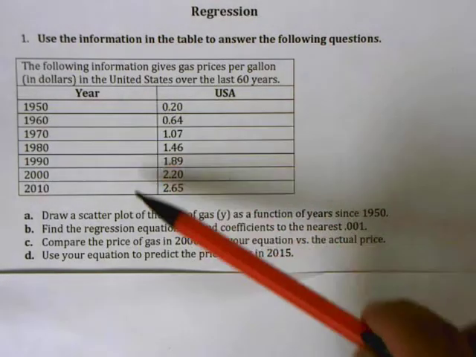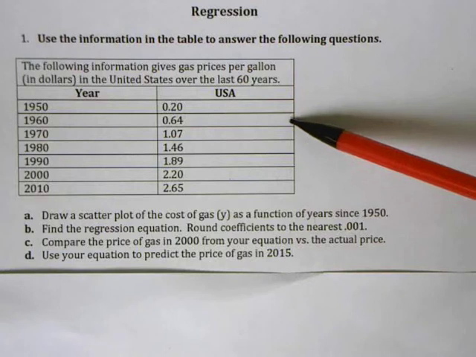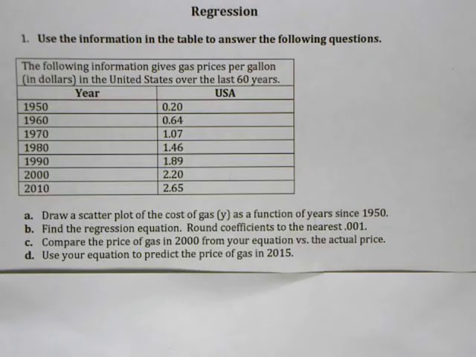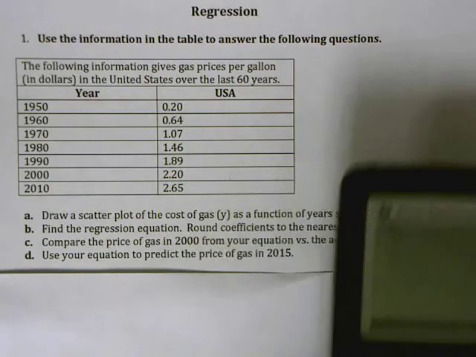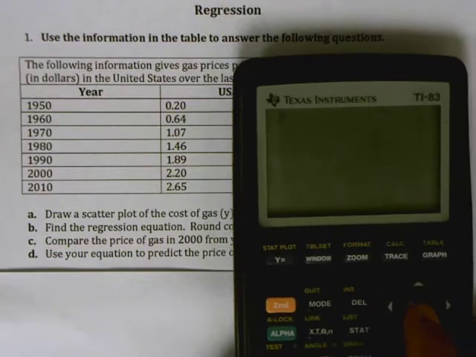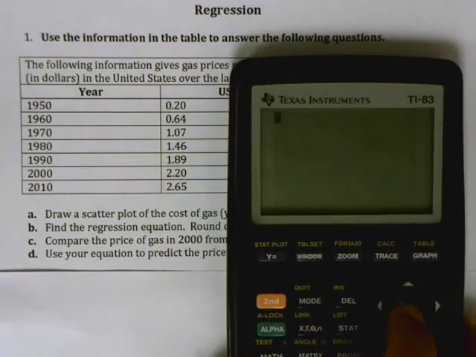One column I have all the years since 1950, the other column all the gas prices since 1950, and I want to draw a scatter plot of the cost of gas, y, as a function of years since 1950. And in this assignment, or this video, the calculator is actually going to do most of the work for me.